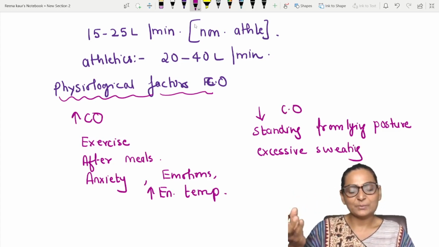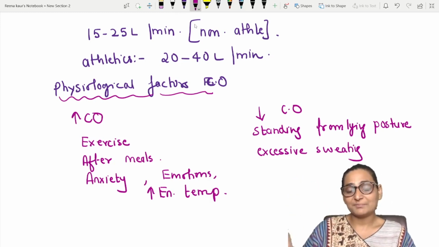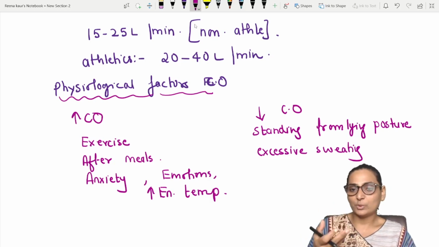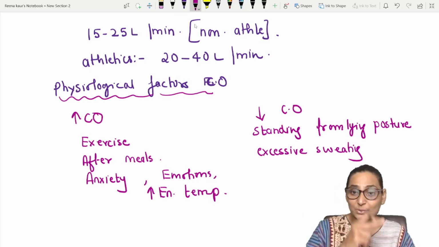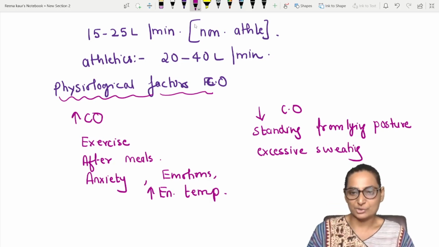What happens is, when we are standing for a prolonged time, there is venous pooling of the blood. If there is excessive sweating, the body fluid or the extracellular fluid is lost via sweat, and that results in a decrease in the cardiac output, okay, because the venous return decreases. So remember, these are certain factors which can increase or decrease the cardiac output physiologically.